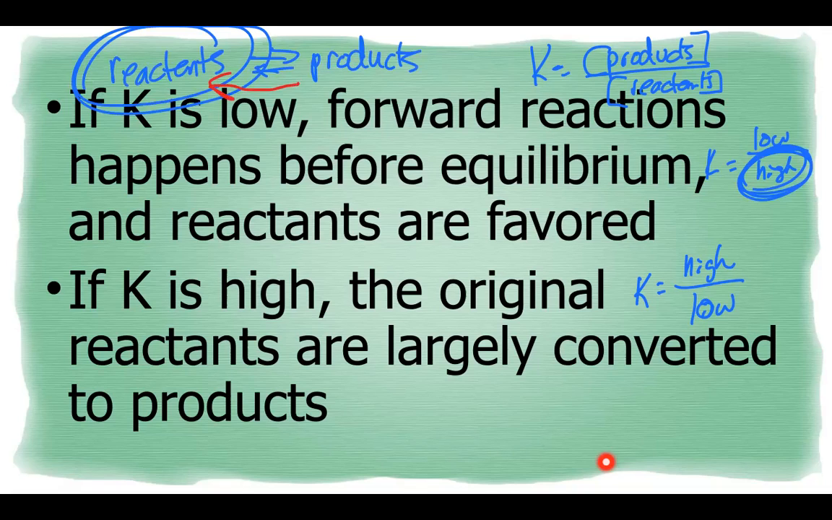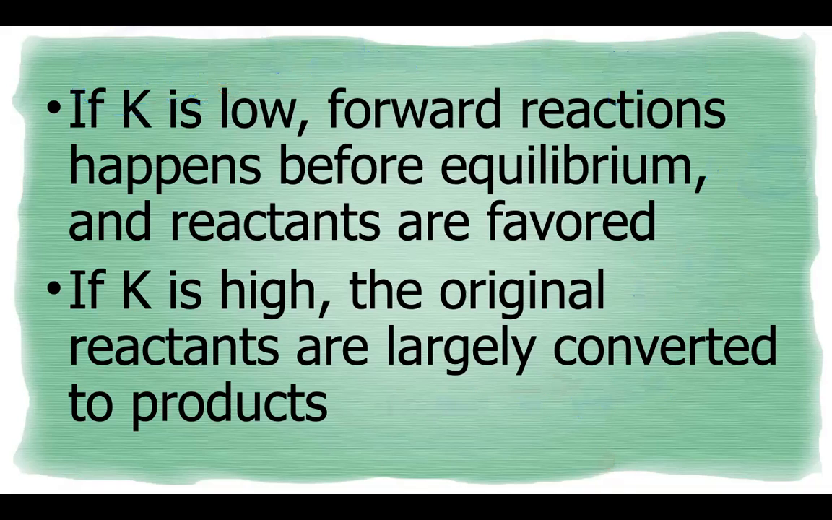But if K is high, then that means you have a high number over a low number, which means your products are at a higher concentration than your reactants at equilibrium, which means the forward reaction was favored because your reactants are mostly being converted to products. I hope that makes sense.